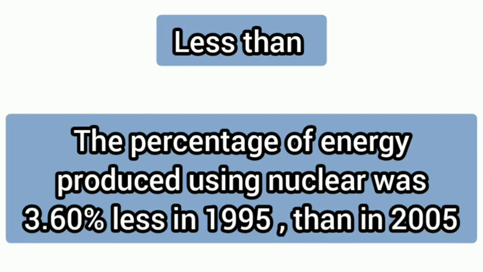So the next sentence is also similar. It is used to show less than. So for example, the percentage of energy produced using nuclear was 3.60% less in 1995 than in 2005.